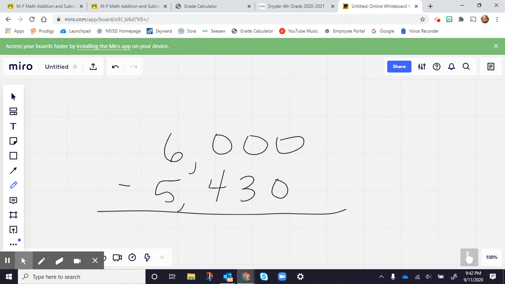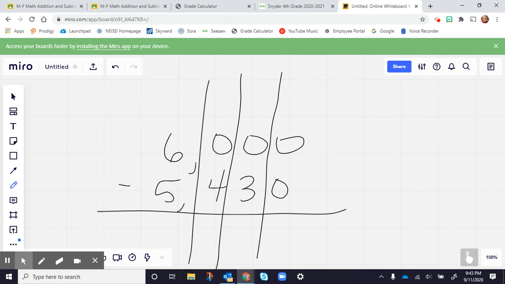Okay, so here, again, I'm going to look at each column. 0 minus 0, I can do that. 0 minus 3, I can't. So if I have nothing, I can't give you 3 of nothing. There's no value here. So I'm going to cross that out, and I'm going to go next door. But next door doesn't have anything for me either. So I'm going to cross him out. And I'm going to keep moving along the line until I find something with value.